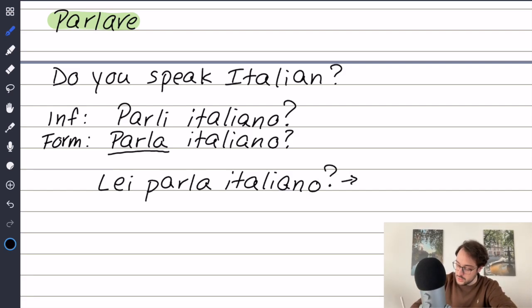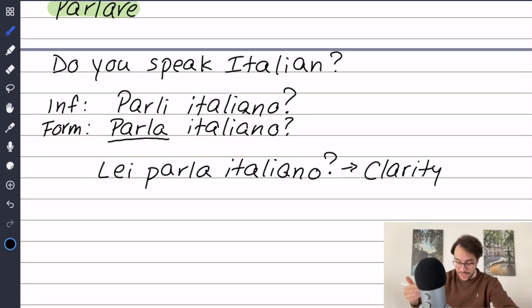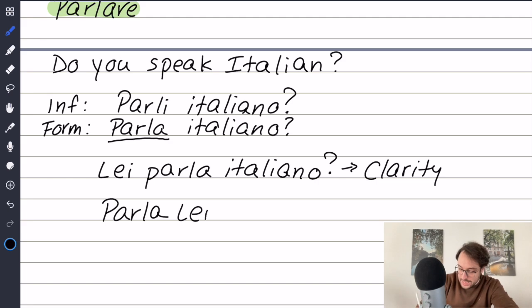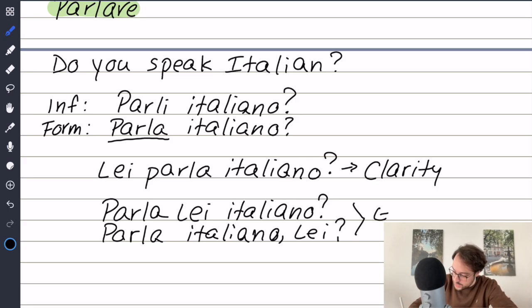Let's put it this way. So this is for clarity. I want you to know I'm talking to you and calling you lei. Doesn't matter if you're male or female. Okay? Lei with a capital L is male or female. Formal you. If I'm using lei not only to be clear, but for emphasis, I would put it at the end. I would say either parla lei italiano or parla italiano lei. So this is for emphasis.